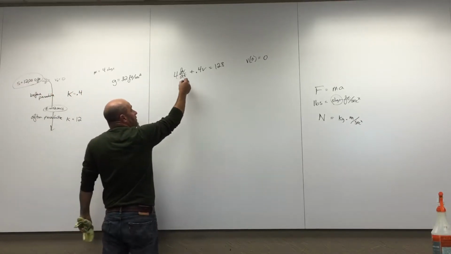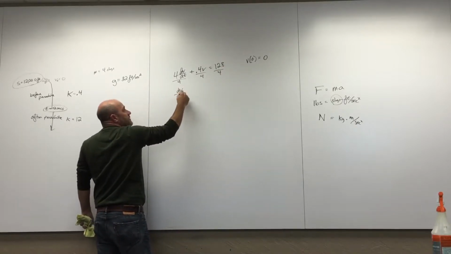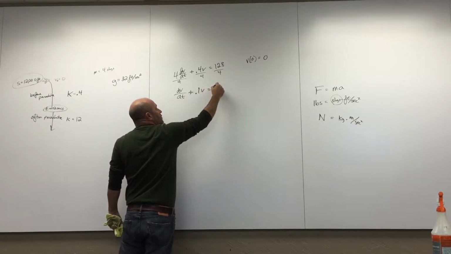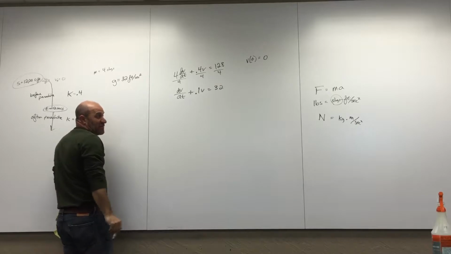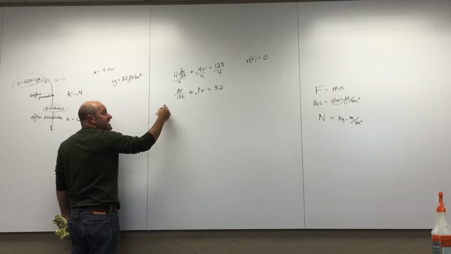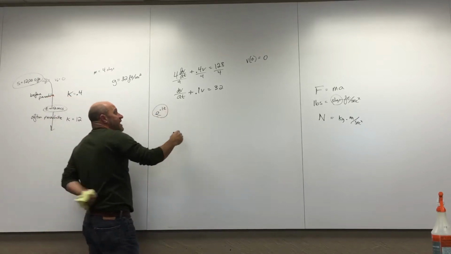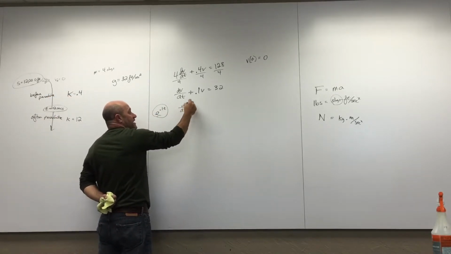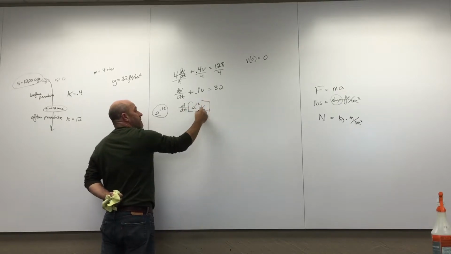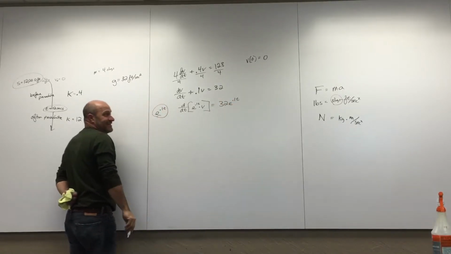Well, you know how to do this, I suppose. Divide by 4. dV dt plus 0.1 v equals 32. I would get the integrating factor, which is e to the 0.1t. You guys with me on that? That's your integrating factor. You multiply through by it. After you multiply through by it, this becomes e to the 0.1t times v. Over on the other side, it's 32 e to the 0.1t. Not too bad.